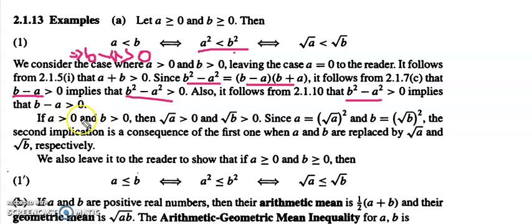Now if these two are greater than 0, then square root of A is greater than 0 and square root of B is greater than 0. So why is this? You try to think it out. Why, if A is greater than 0, is the square root of A greater than 0? Now again, since A is root A whole square and B is root B whole square, therefore by applying this one again, you will get the results.